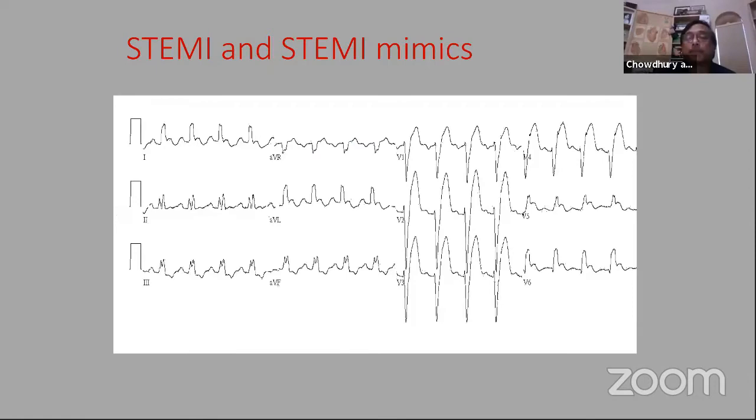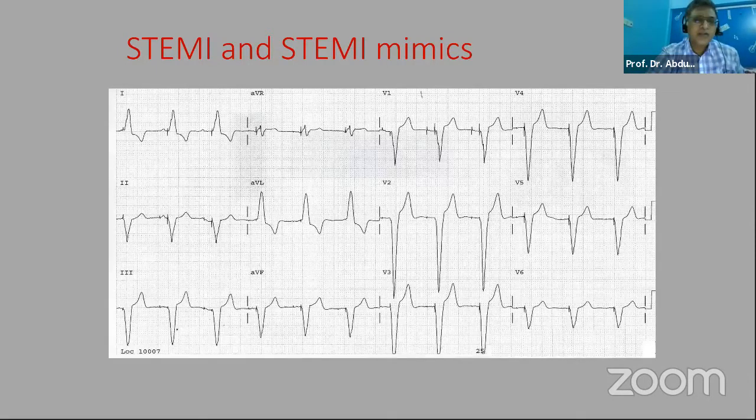How about this one? Left bundle with ST. Can you go back to the previous ECG? For some of our audience, they may not be aware of what we are talking about. Look at the ECG. In lead one, pay attention to it. Just before the QRS complex, there is a sharp spike. And look at lead two. You get the same spike twice, before the P wave and before the QRS complex.